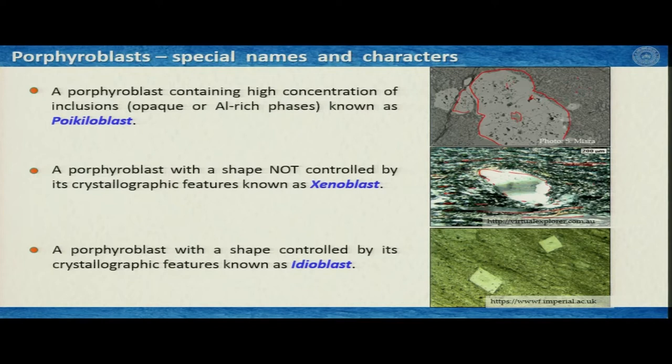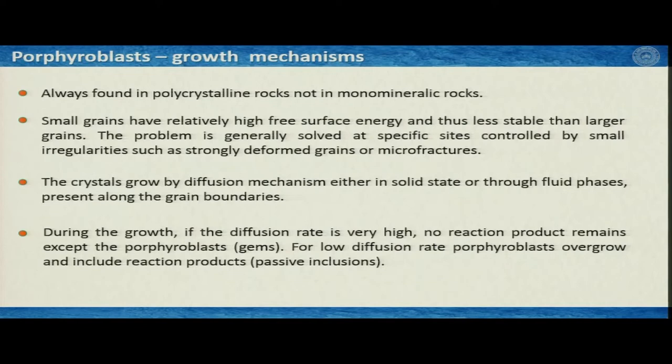For example, again in this image you can see that you have a fine grained matrix with the foliation, and within this foliation you have porphyroblasts which are showing very straight edges, and therefore their growth was controlled by their crystallographic features, and these are known as idioblasts. Now, porphyroblasts do not form in a monomineralic rock; you need a polycrystalline rock to develop porphyroblasts, and this is simply because you need two different minerals, or two different phases, to react to each other and produce a new mineral, which would be the porphyroblast. Now, small grains have relatively high free surface energy and therefore are less stable than larger grains.